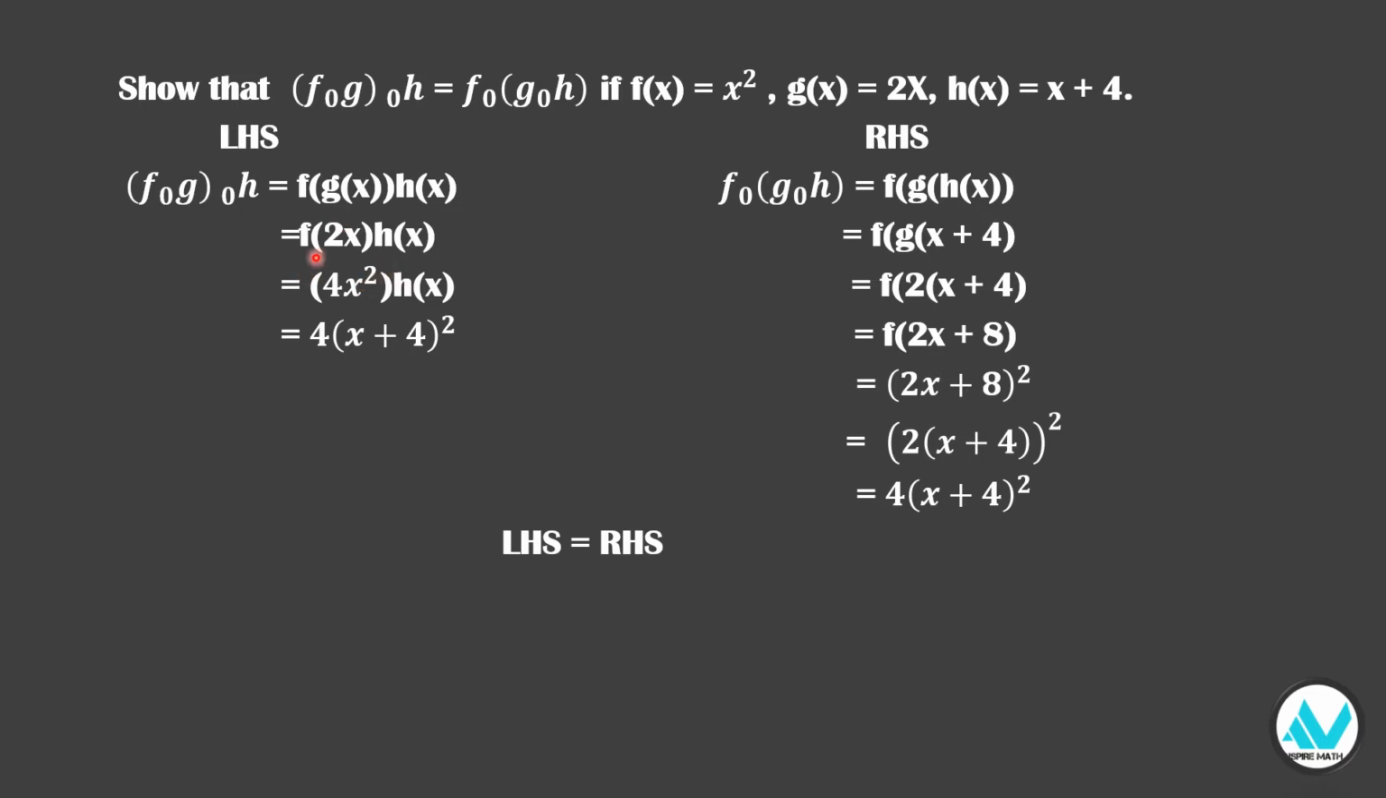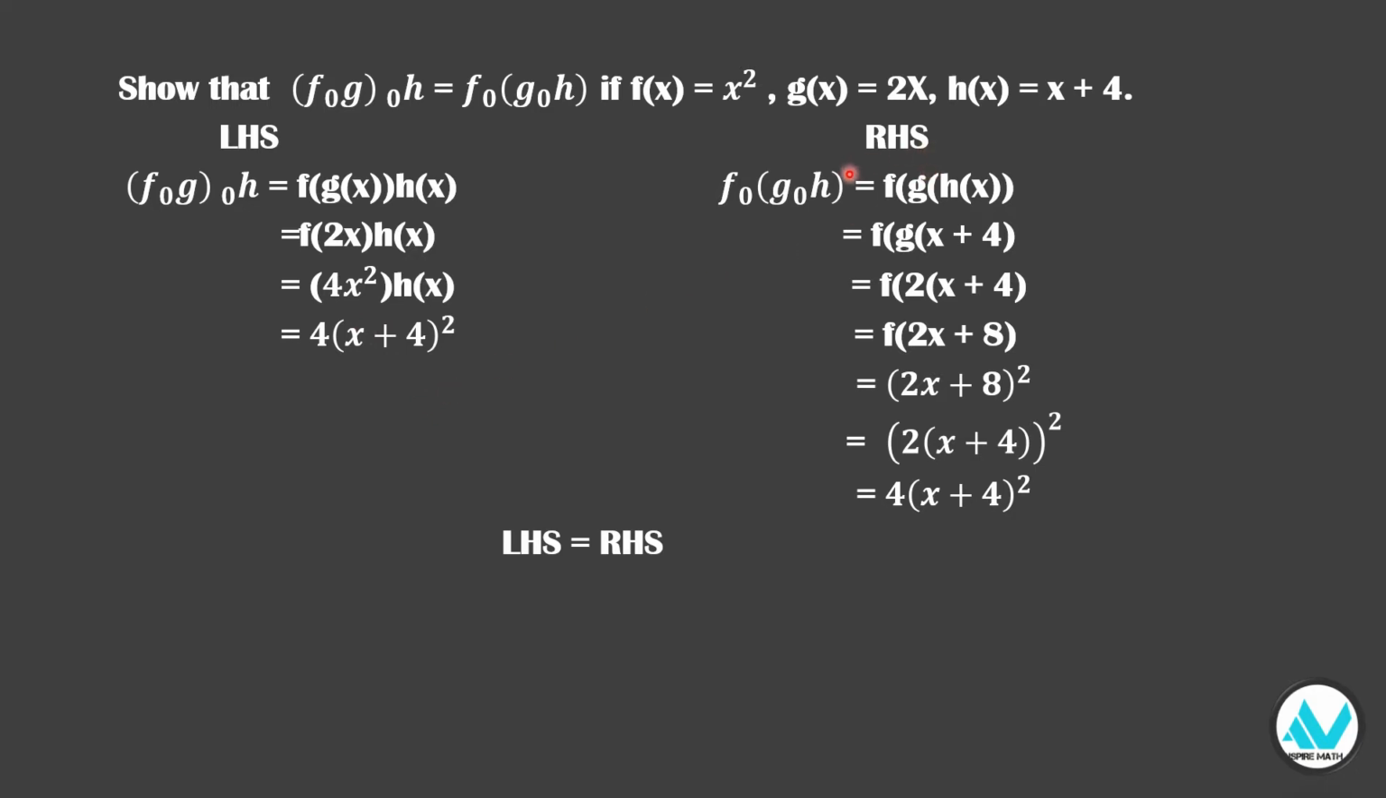Now f of x is nothing but x square. So in place of x, I'm going to put 2x. So 2x the whole square gives me 4x square into h of x. Now my h of x is nothing but x plus 4. So let me substitute in place of x as x plus 4. So 4 times x plus 4 the whole square. This is my LHS. Now come to the RHS.